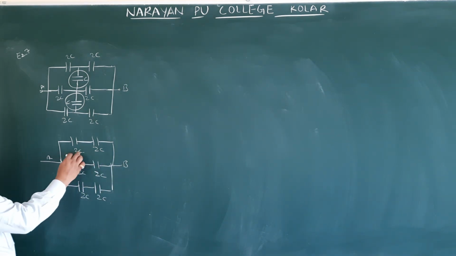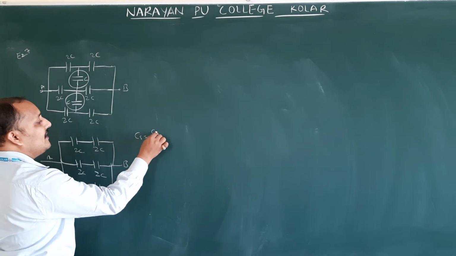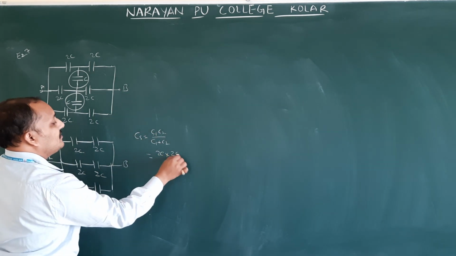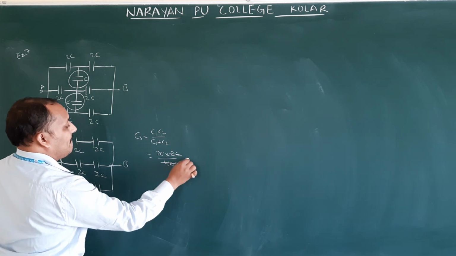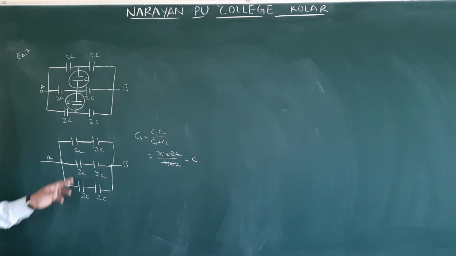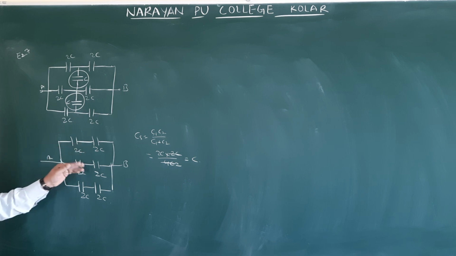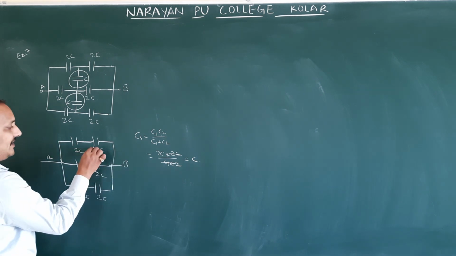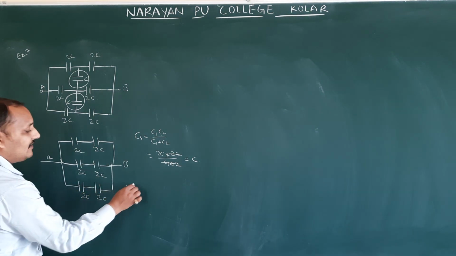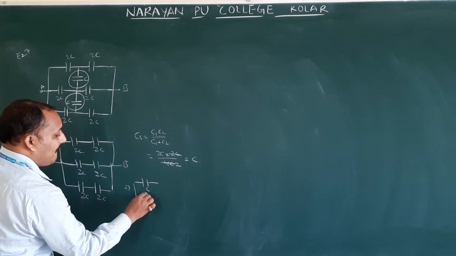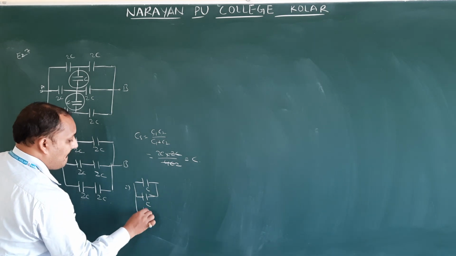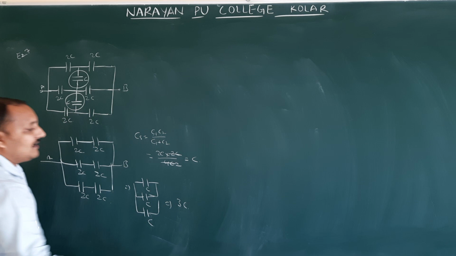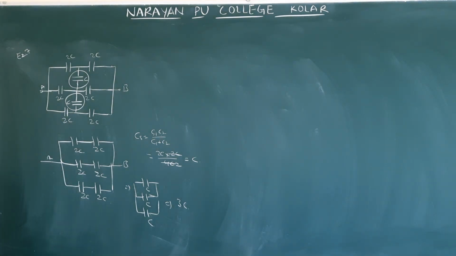Okay. So 2C in series. Series means what is the formula? C1 C2 by C1 plus C2. Then 2C into 2C by 4C, that is C. So whenever they give equal capacitors, you should halve. If they give 3 equal ones, you should divide by 3, like that. So C we got, here also C, here also C. How are these three connected? Parallel. Therefore the parallel formula gives 3C.